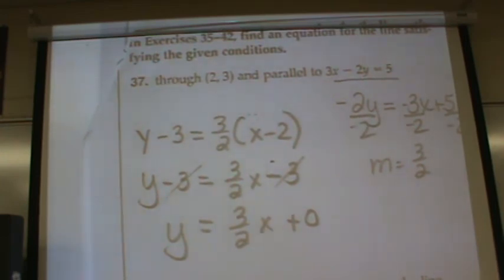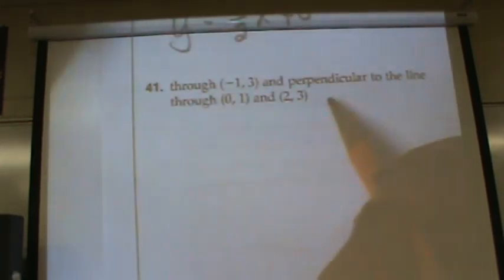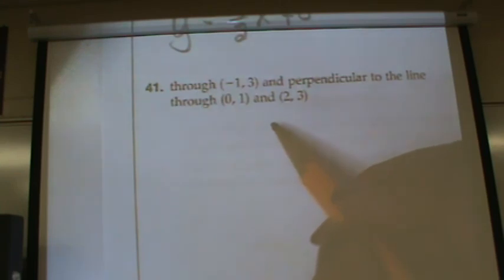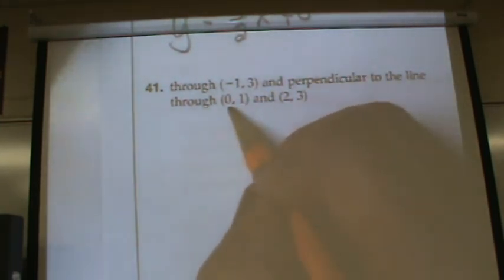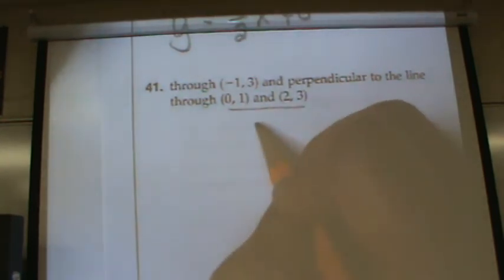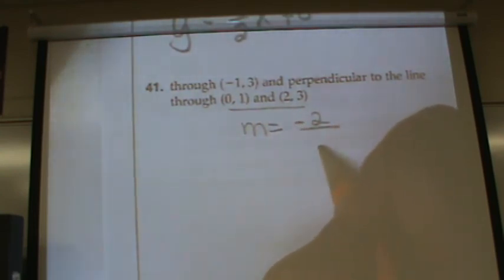Next, 41, do the same thing. You're given this point, it passes through, but I want it to be perpendicular. So I need the slope of these two. So what's 1 minus 3? -2 over 0 minus 2, which is -2.